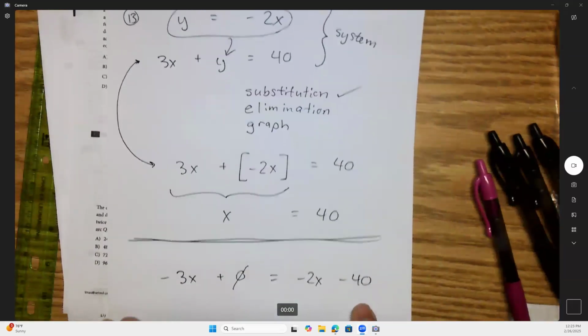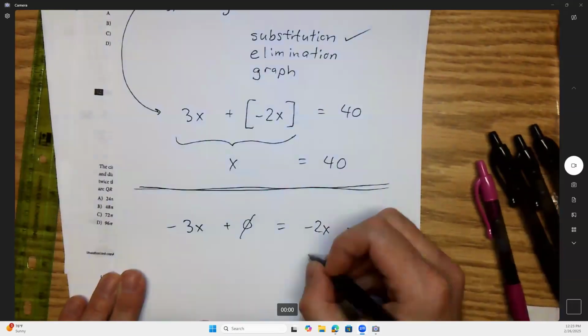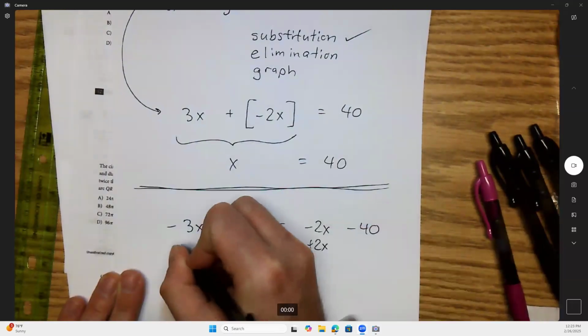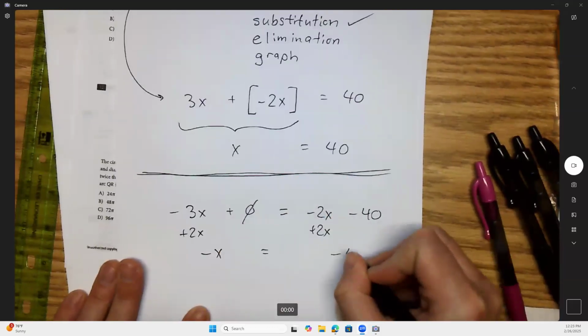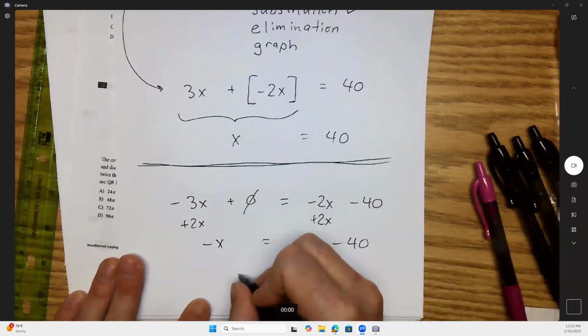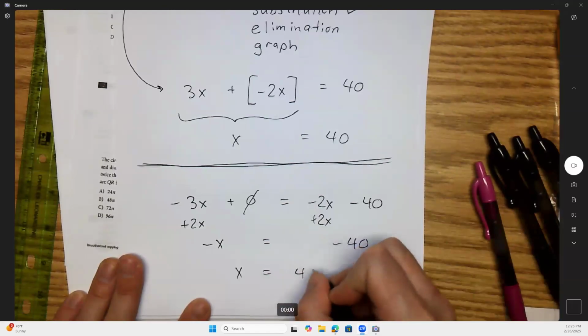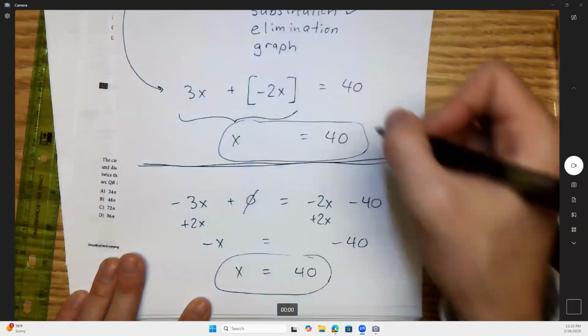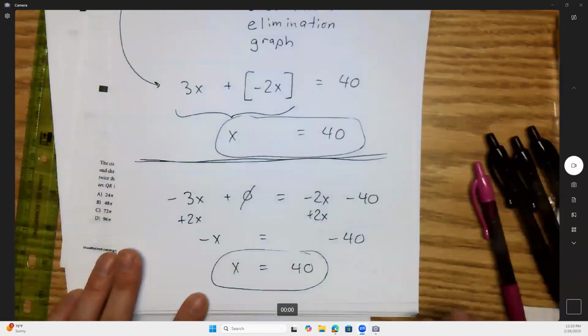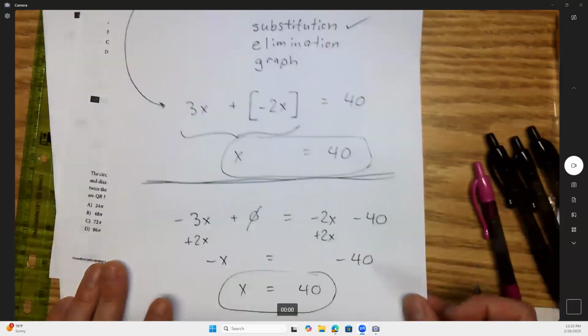All right. Now, I could add 2x over, plus 2x, plus 2x. I'm just doing some algebra here. It gives me negative x is negative 40. Divide both sides by negative 1. X is 40. Hey, look, it's the same thing. And so here's the substitution method. Here's the elimination method. They're both giving the same answer. And the third way you could solve this is with a graph.